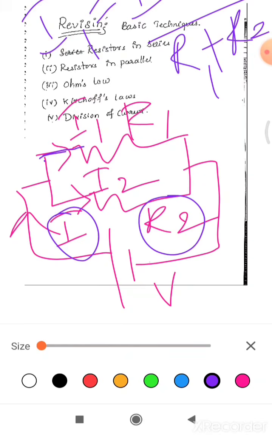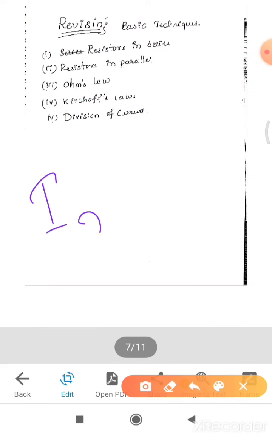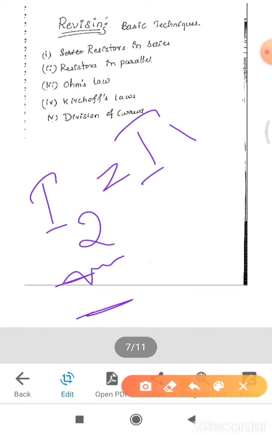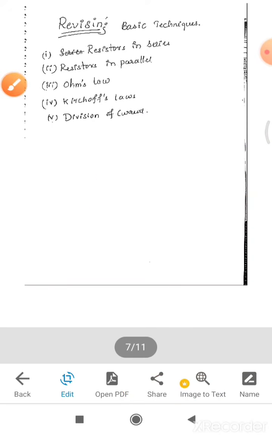So I2 is equal to the main current I into the resistance of the other branch. I2 is here, so R1 is the other branch. Therefore I2 equals I into R1 divided by the total resistance, R1 plus R2. These are the few things we are supposed to know.